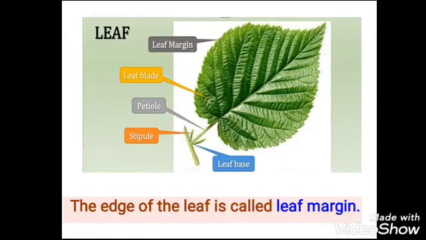Now, the leaf margin. The edge of the leaf is called the leaf margin.